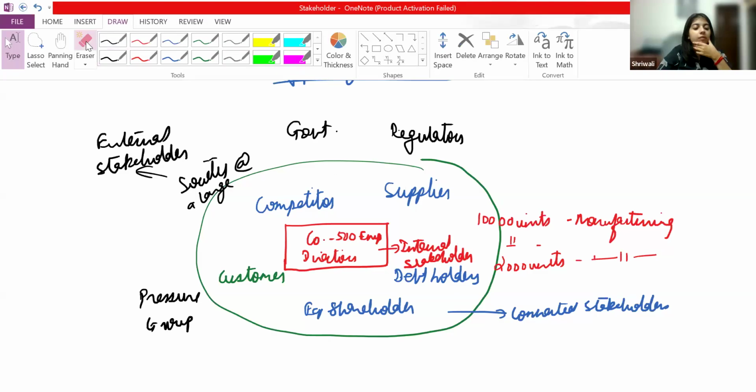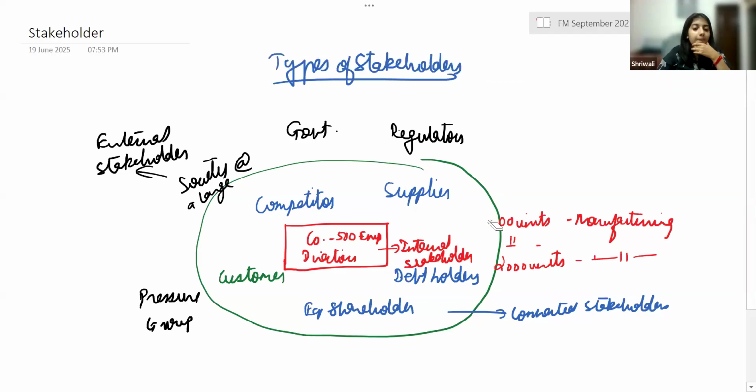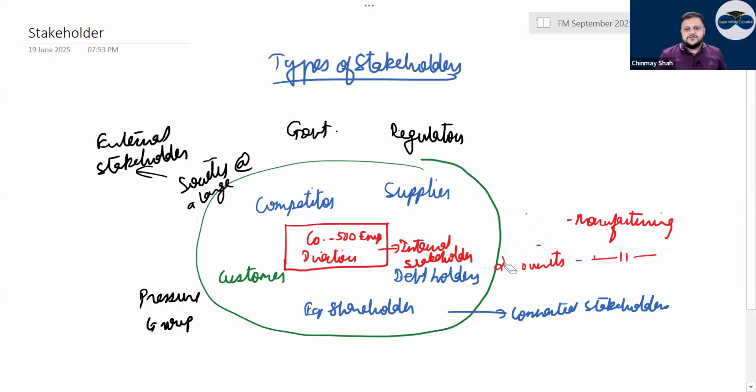सर एक बार, now regulator वापस से explain कर दोगे? Yes. See, you had what? Tell me.